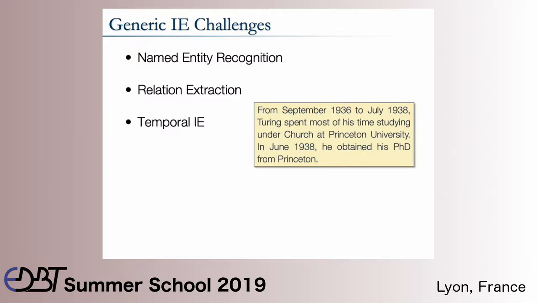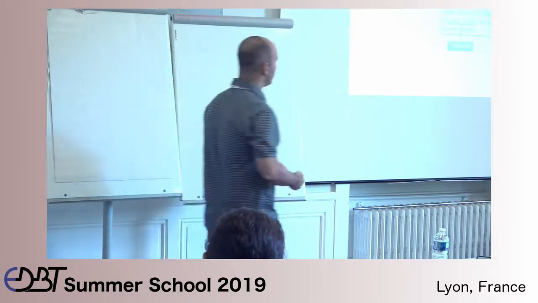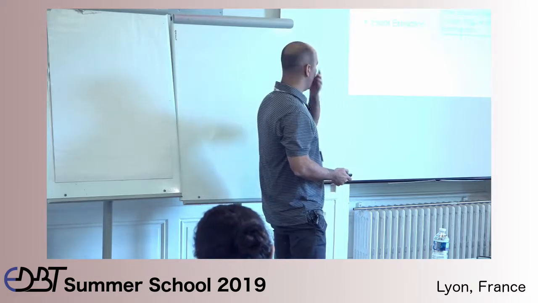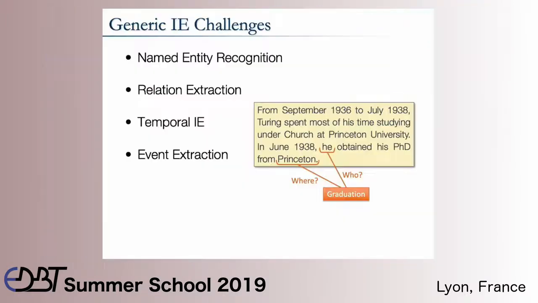Temporal information extraction is the part of information extraction that specializes in the temporal aspects, like finding periods of time, the start and end of this time, or a point in time that is mentioned in the text. And event extraction: find the occurrences of specific events, along with some key parameters of these events, like graduation, who graduated, where was the graduation, and so on.